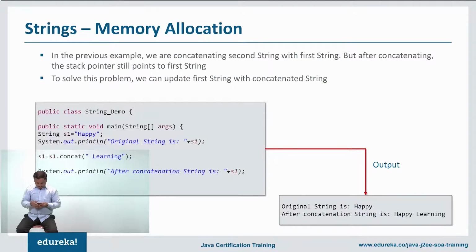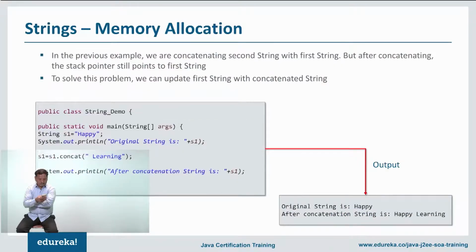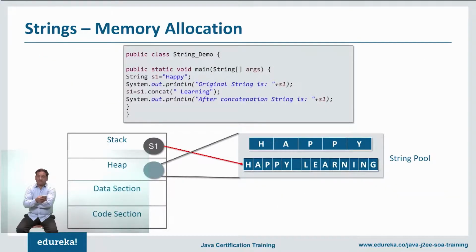If you want S1 to actually point to happy learning, this is how you do it. You have S1, which has the value happy. You do S1 dot concat learning and assign it to S1. So you are assigning to the same reference, S1, and printing out S1. In this case, unlike the previous example where S1 is still pointing to happy, you would see that S1 is pointing to happy learning. So basically you move the reference from happy to happy learning.